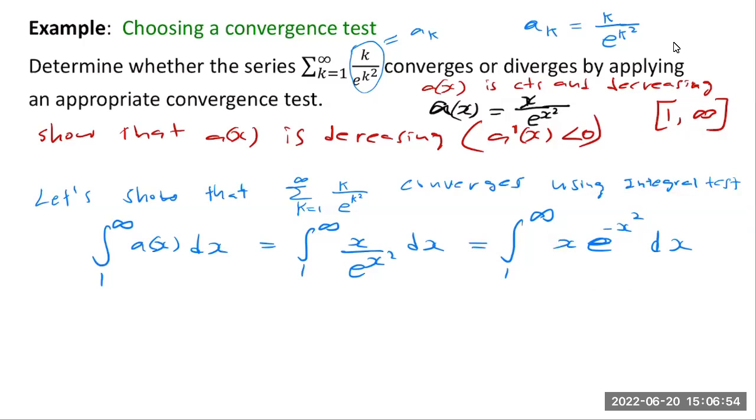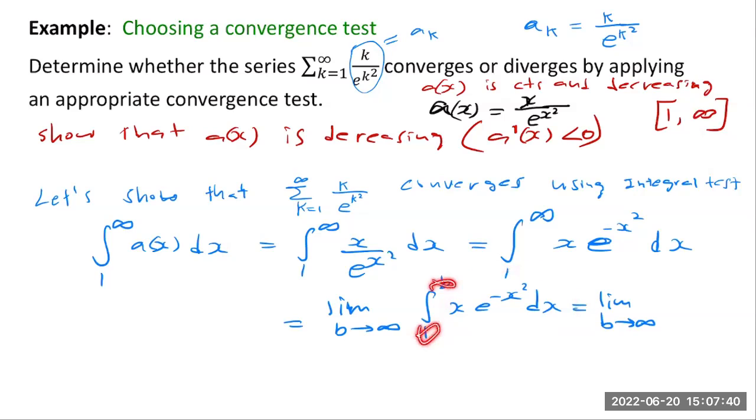It's not hard to see that if you use a substitution, u equals x squared, you can find this integral. I'm not going to show you the calculation. First of all, notice that this is an improper integral. You have infinity as the upper bound. So let me write this integral as the limit as b goes to infinity of the integral from 1 to b of x times e to the minus x squared dx.